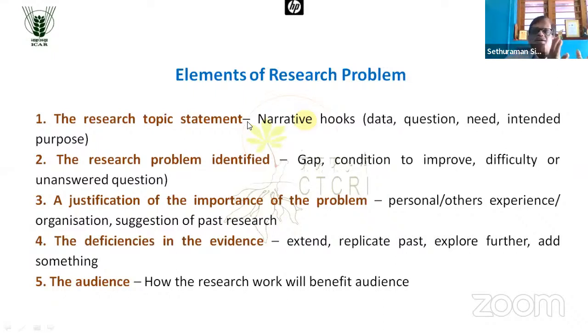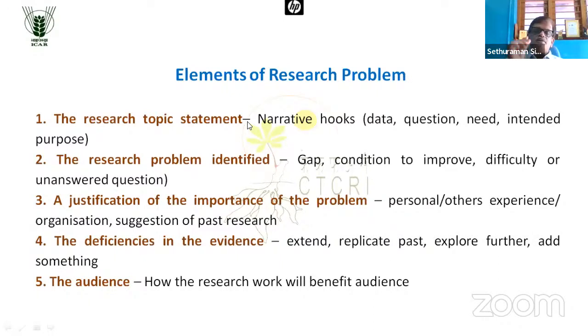Like somebody has identified the communication behavior of the tribals who are living in Bastar. Then you can conduct research now, since he has covered only some tribes. Now I am covering the other tribes in Bastar. Such kinds of things can be done as a part of your research work.